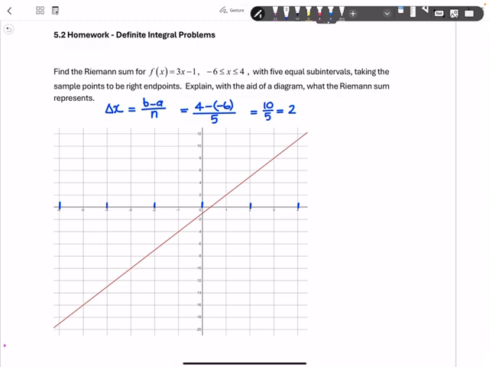Since we're using right-hand endpoints, if we consider this first interval, we will use the right-hand endpoint right here to draw that rectangle. So if I draw it, it'll probably look like this. Draw it as straight as I can. All right, so there's our first rectangle. Again, always go to the right-hand endpoint and go until you touch the graph. Right-hand endpoint, touch the graph.